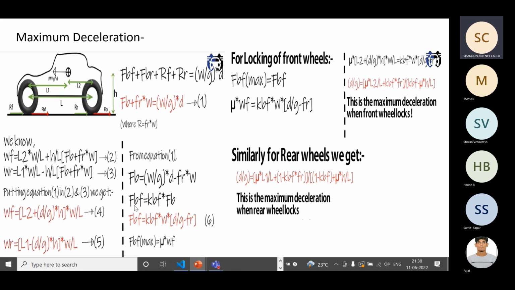There's one more relation here, that braking force is equal to some constant KBF into the total braking force, okay? And for rear wheels, it will be KBR into total braking force. So that is a relation here. We'll substitute this here and you'll get this. So finally, for locking of front wheels, this is the d by g value. That is the maximum deceleration when the front wheel locks, and this is for when the rear wheel locks.